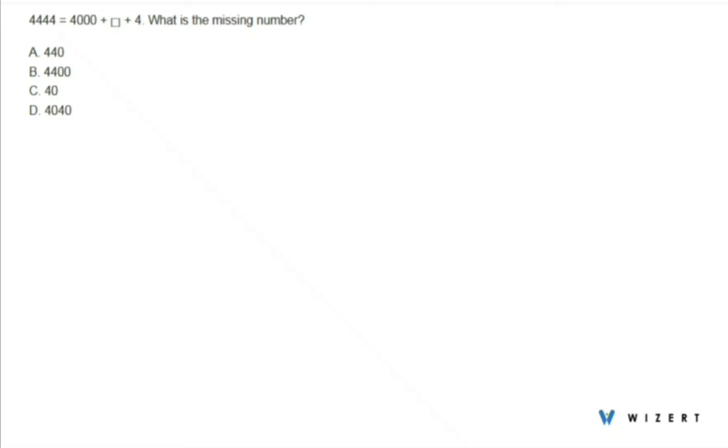We have this question here. 4444 is equal to 4000 plus blank plus 4. What is the missing number? Now we have to find this missing number here.